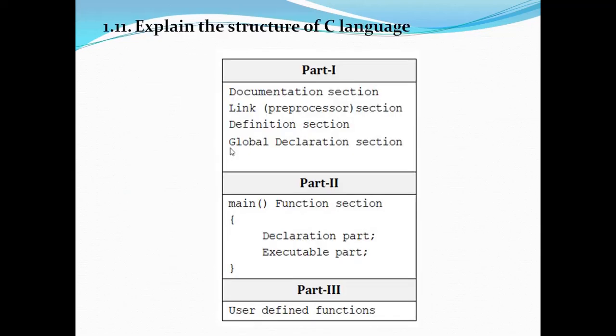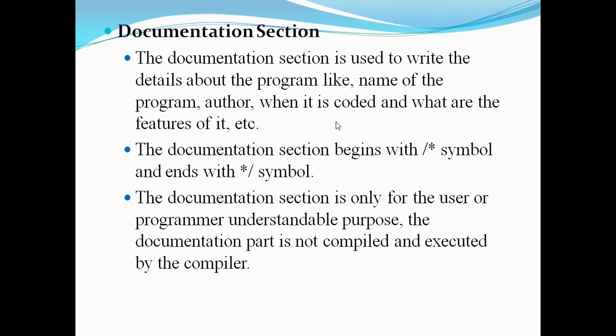First we discuss the documentation section in part 1. The documentation section is used to write the details about the program. It gives information about the program, like the name of the program, the author of the program, the time when the code was written, and its features.